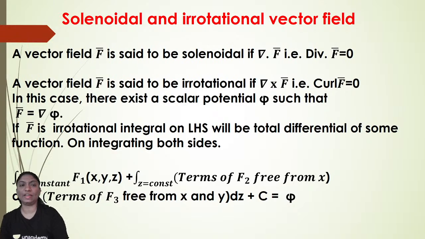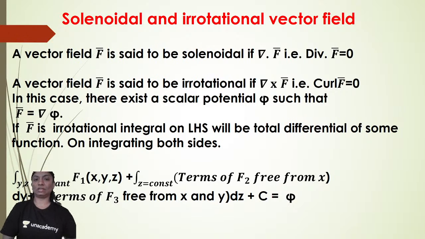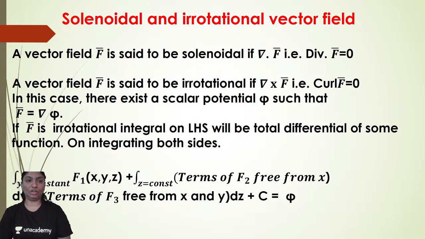Next point, which is very important: solenoidal and irrotational vector field. Solenoidal is very simple. A vector field F bar is said to be solenoidal if del dot F bar, that is divergence of F bar, is equal to 0.